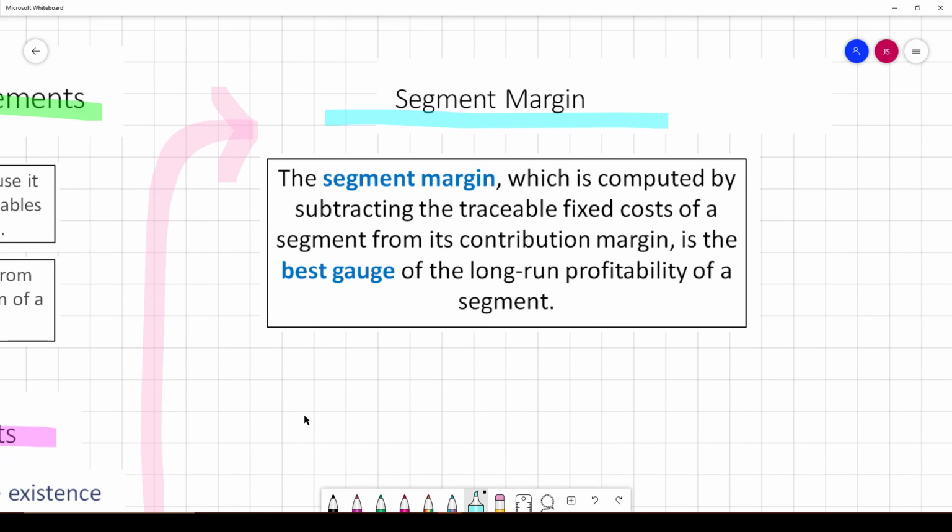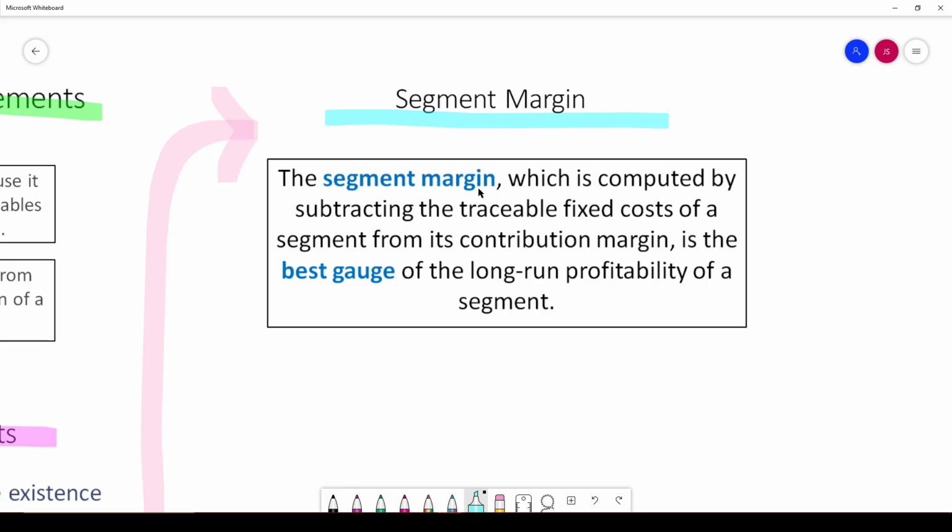And then we briefly mentioned segment margin. Again, segment margin is simply what we find when we take the traceable fixed costs for a segment and subtract them from that segment's contribution margin. So you find the sales of a segment minus the segment's variable costs. That gives you the segment's contribution margin. And then when you subtract out that segment's traceable fixed costs, you're left with the segment margin. That tells you how profitable that segment is on its own, and that's the best gauge of how profitable that segment might be looking into the future. And then you add up all the segment margins to find the total segment margin for the company as a whole, and then you subtract out any common fixed expenses to find the net operating income for the entire organization.